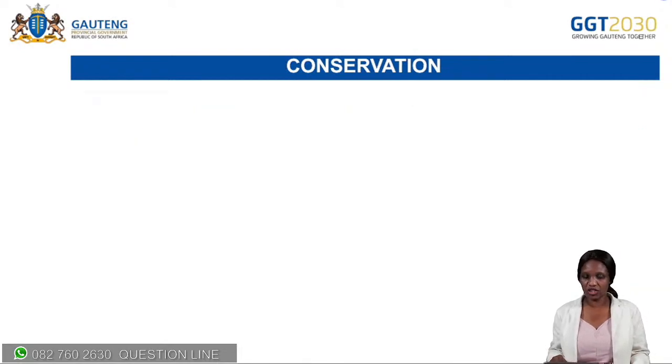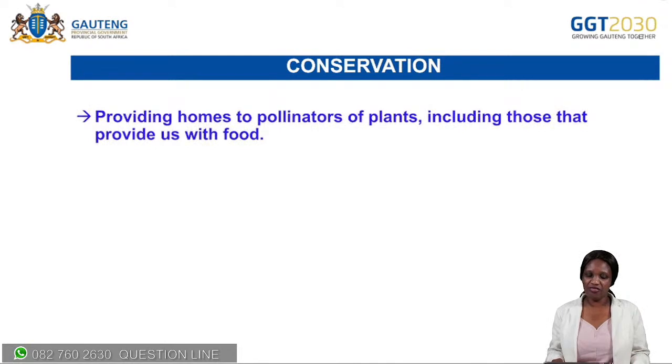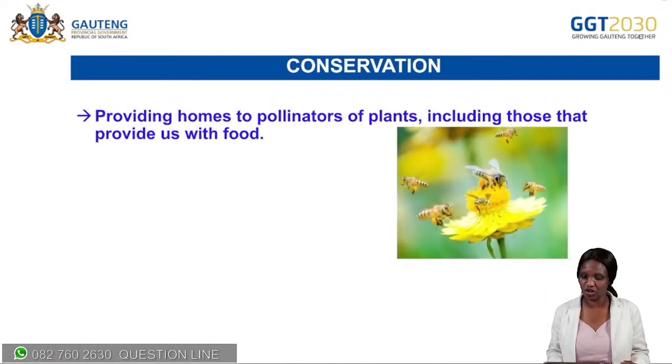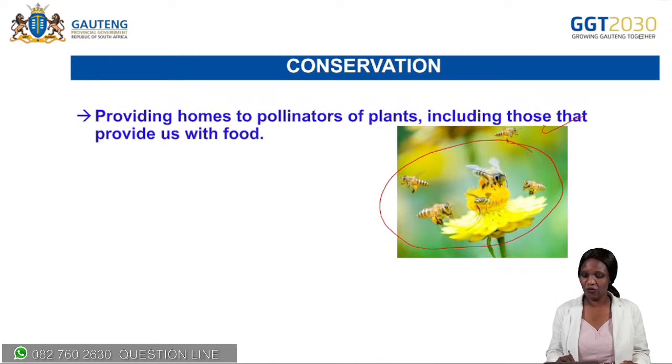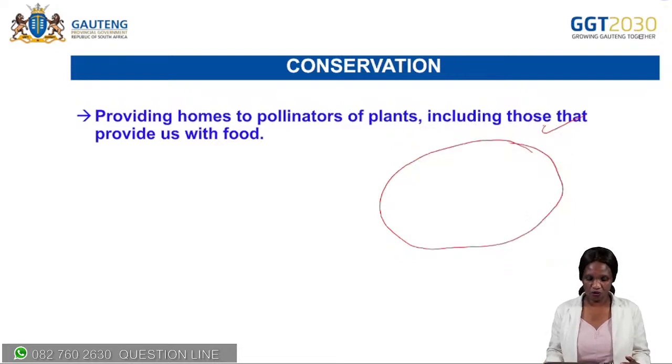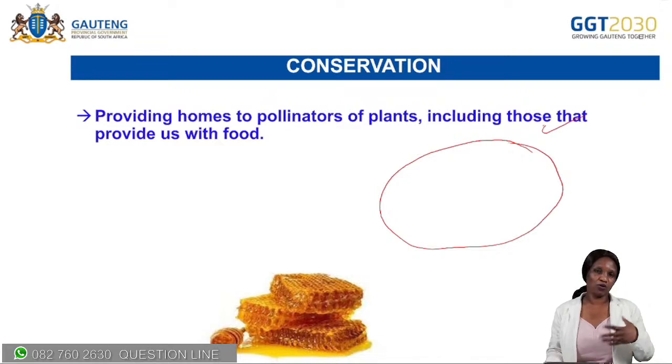And then let's move on. And then conservation, we also provide homes to pollinators of plants, including those that provide us with food. For example, we've got bees. Look at these bees. Let's look at this picture, grade 8. We've got a nice yellow flower and we've got a lot of bees. What are these bees doing? They're collecting nectar and they are pollinating. All right. And then they collect nectar and make what? And make honey. All right.